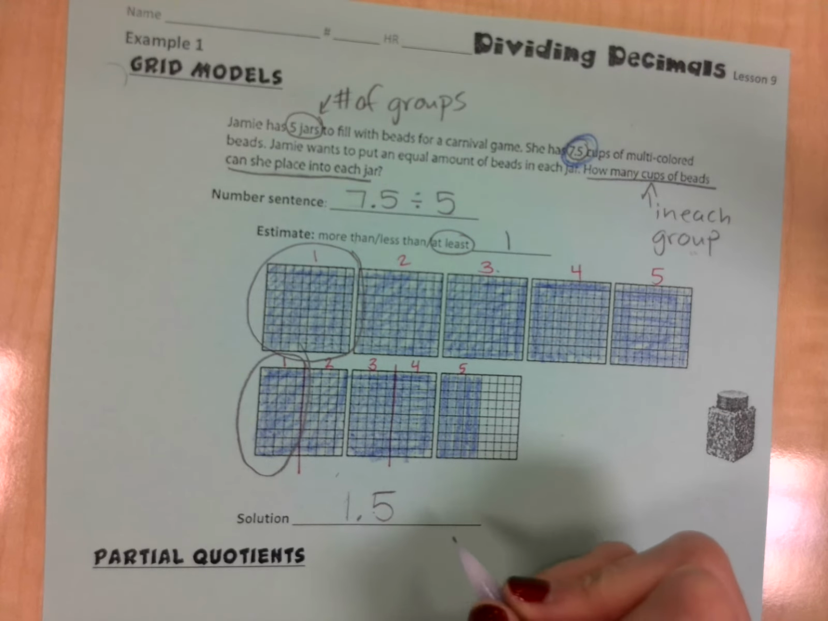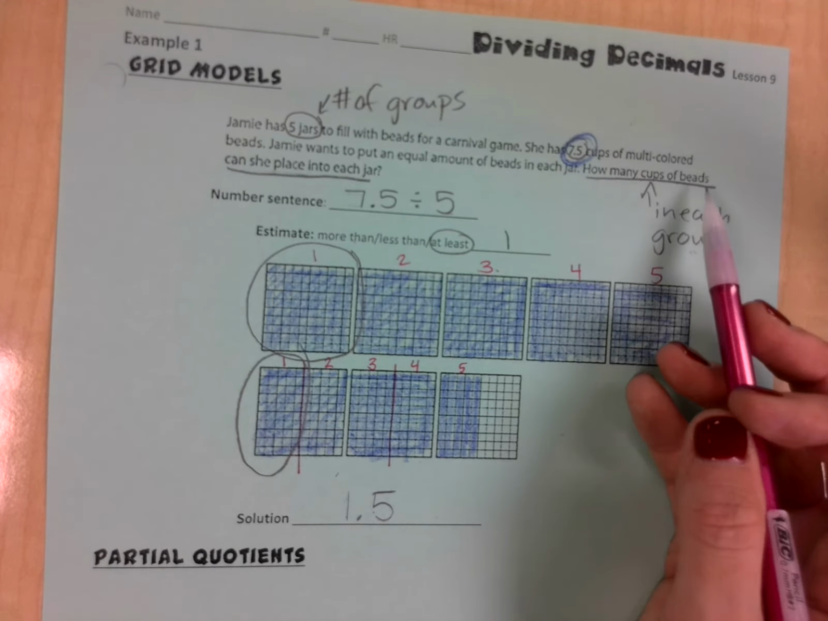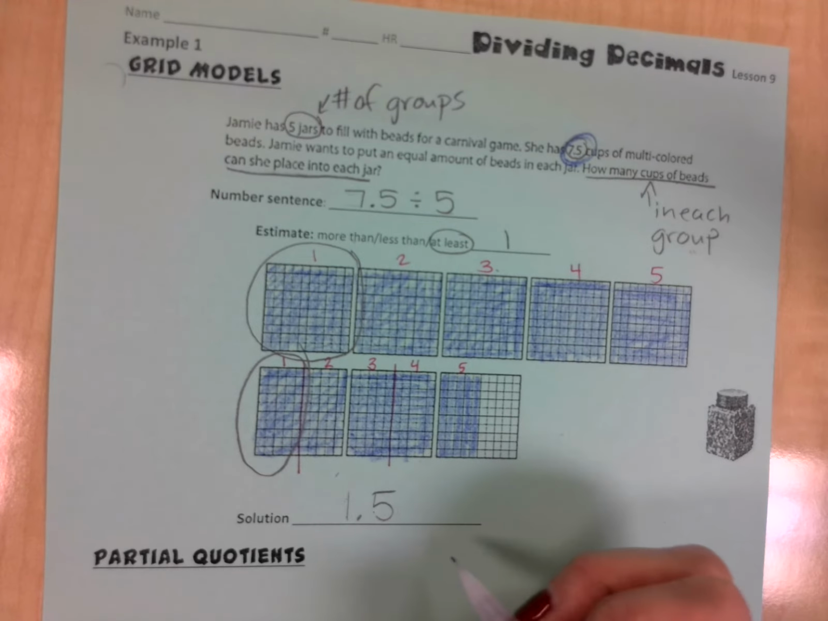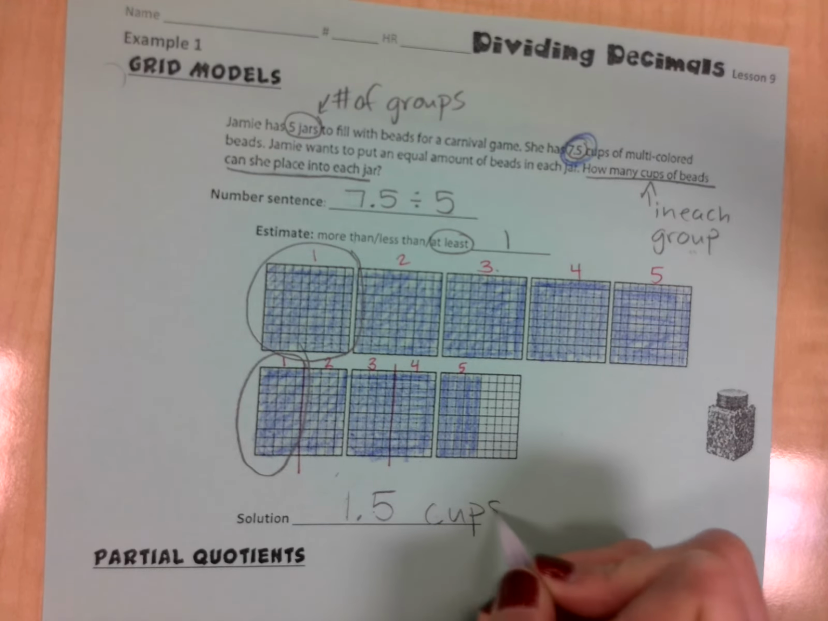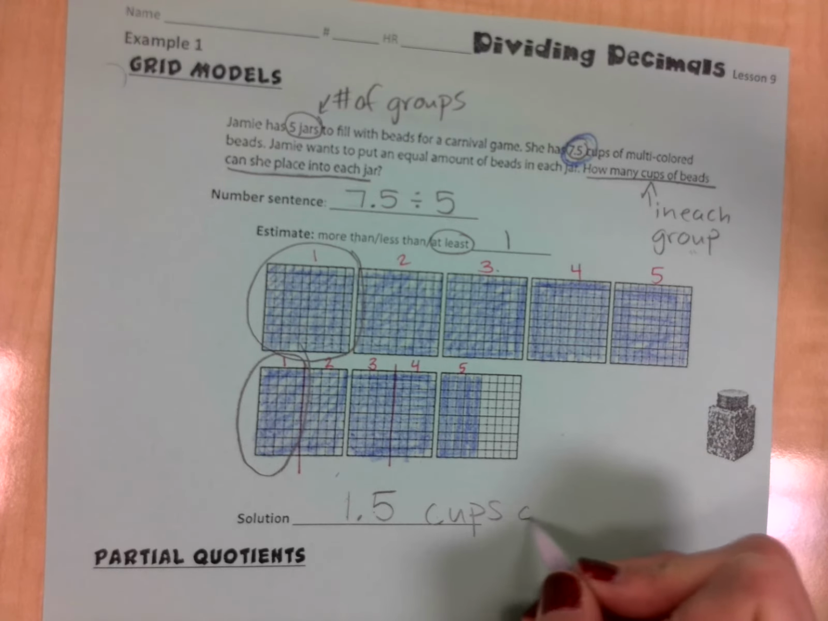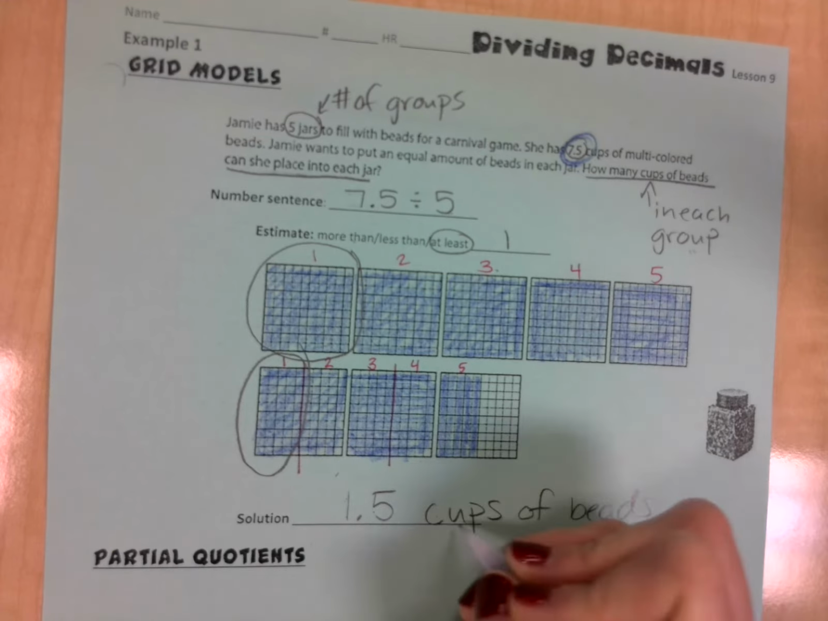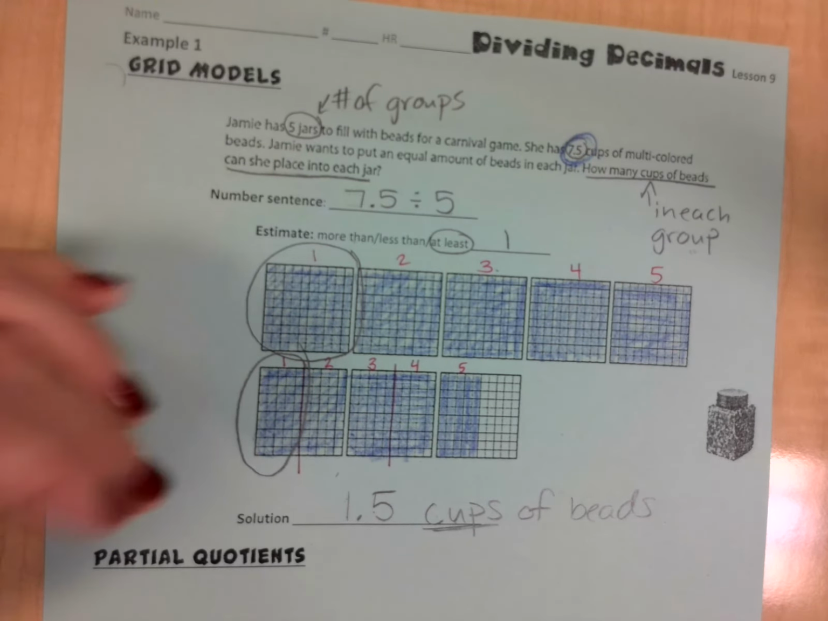And of course, because it's a story problem, we need to make sure we label it. So how many cups of beads can she place into each jar? What would the label be? Yeah, it'd be cups of beads, right? You can be really thorough and exact and put cups of beads, but cups would suffice, okay? So this is visualizing it with an area model.